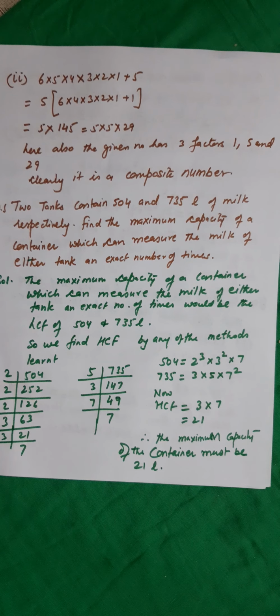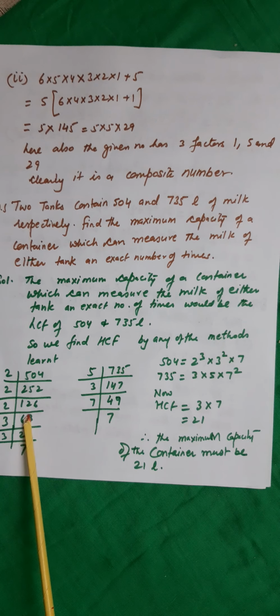Question number 5. Two tanks contain 504 and 735 liters of milk respectively. Find the maximum capacity of a container which can measure the milk of either tank an exact number of times. The maximum capacity of a container which can measure the milk of either tank an exact number of times would be the HCF of 504 and 735 liters. So we will find the HCF of these by any method. I have used here the factorization method.